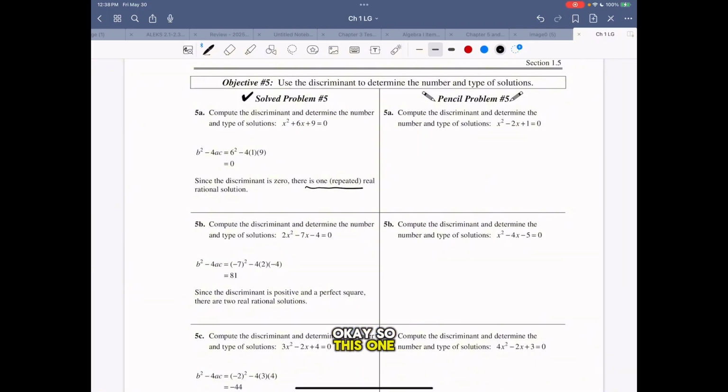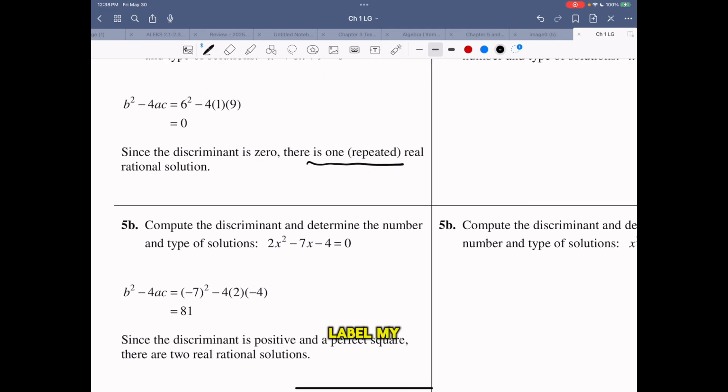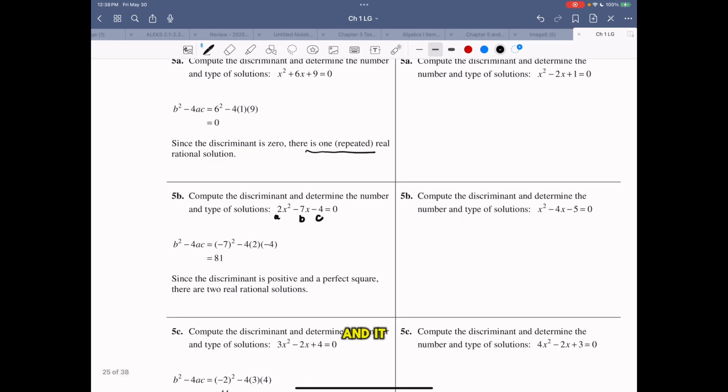Okay, so this one in particular, you just use the same thing as you did with the quadratic formula. The thing that I like to do is label my function A, B, and C, so I know what numbers go where in a discriminant.